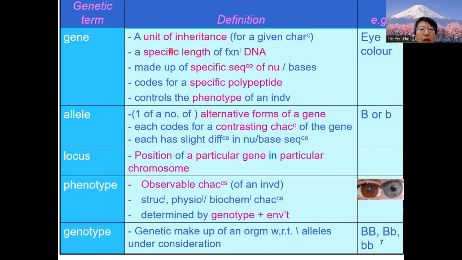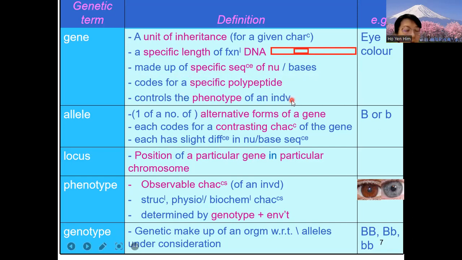It is a specific length of functional DNA. Functional DNA means DNA that codes for something. So this specific length of DNA here will code for a gene, made up of a specific sequence of nucleotides or bases. From there, transcription and translation will give rise to a specific polypeptide. The polypeptide can be an enzyme or hormone that controls the phenotype of an individual.